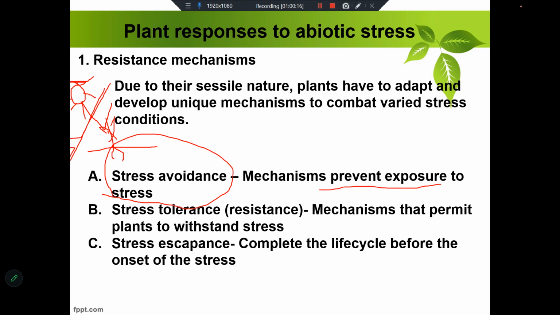Stress escape: complete the life cycle before the onset of the stress. Can you give me one example from the plants that you see around?